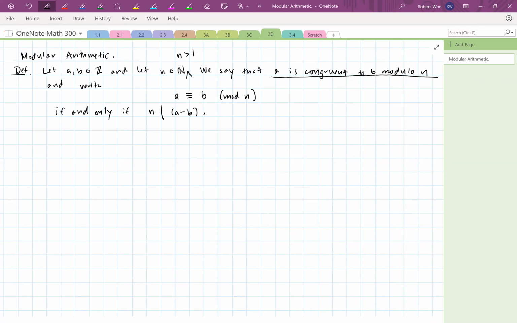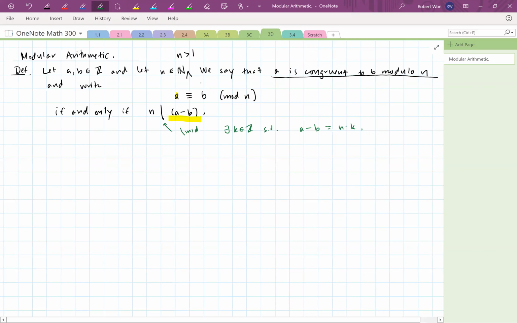Okay, so some things to note here. Remember we defined this symbol, which is \mid, last time. So this means that there exists an integer k such that a minus b equals n times k. That's what it means to say that n divides a minus b. Also notice that it's very nice to add parentheses here because you're saying that n divides this whole quantity. So it's good to set that quantity off in parentheses.